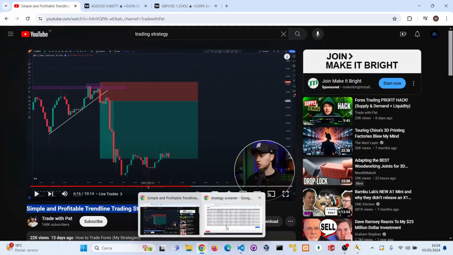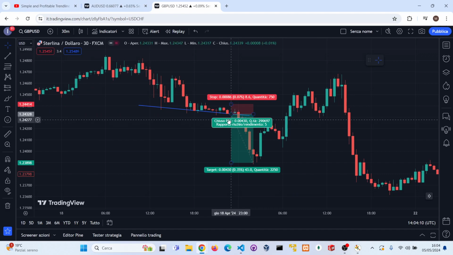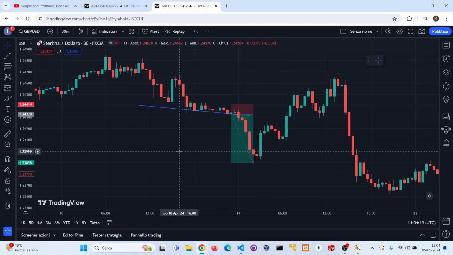For example, my software tells me that a short position was here, so let's take a look. It is here. The trend line is broken, and here it was a big success. But let's see how it performs on thousands of trades.